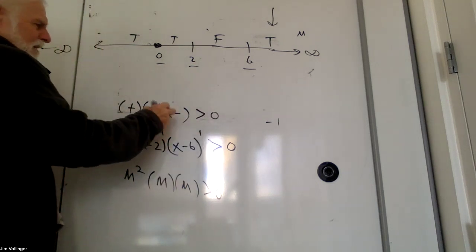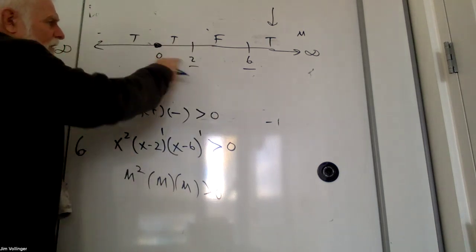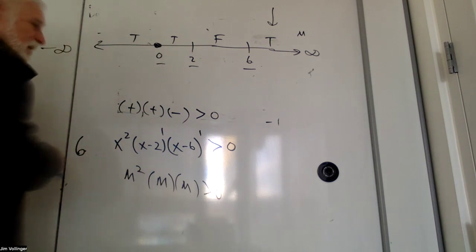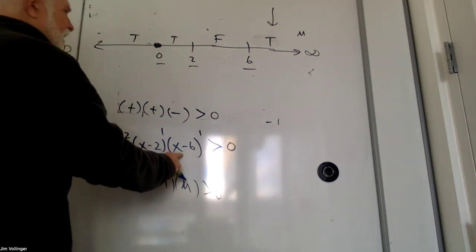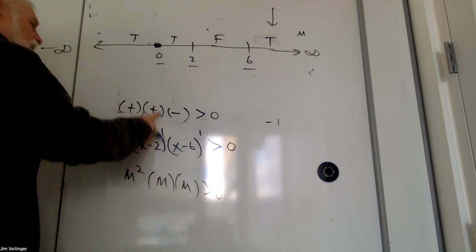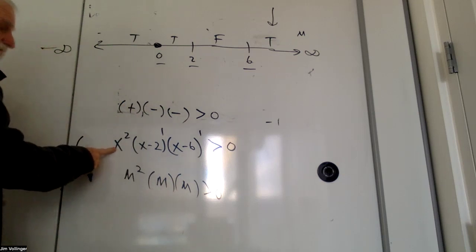Definitely not. Negative is not bigger than 0. Oh, I wrote false. But I think a number between 0 and 2 is going to get us a sign change. So let's pick a number like 1. 1 minus 6, well, that's still negative. 1 minus 2, oh, that changes this parentheses to a negative, but doesn't change this one.